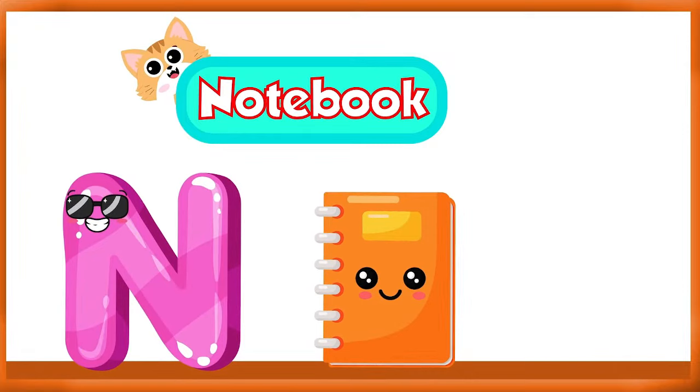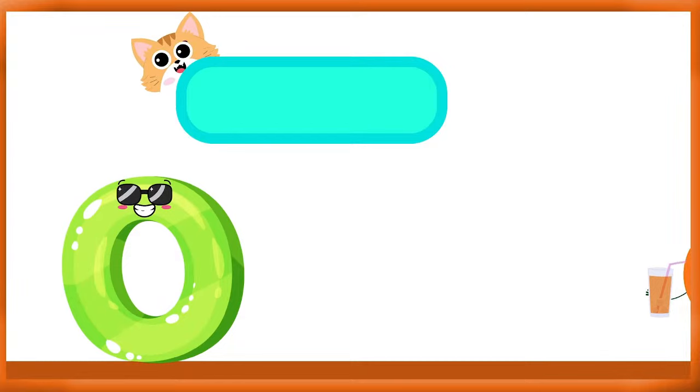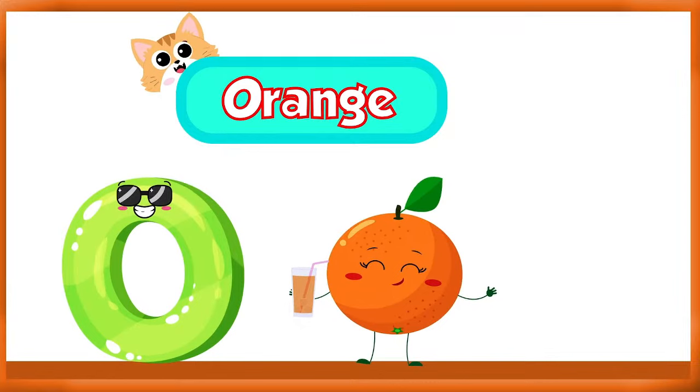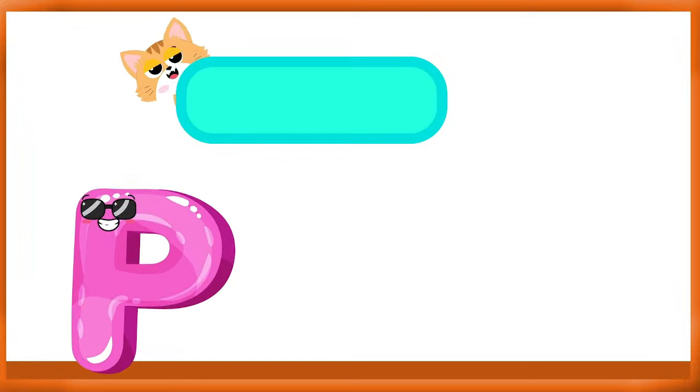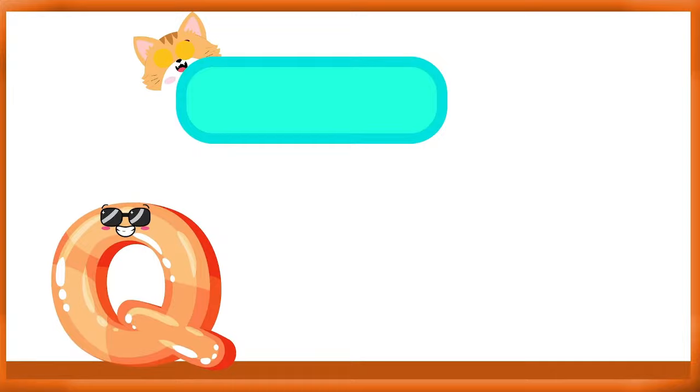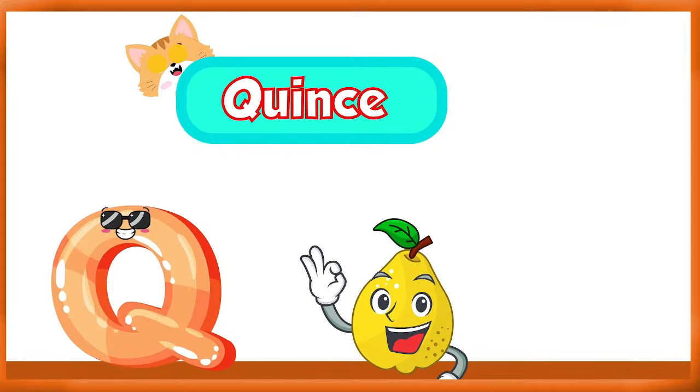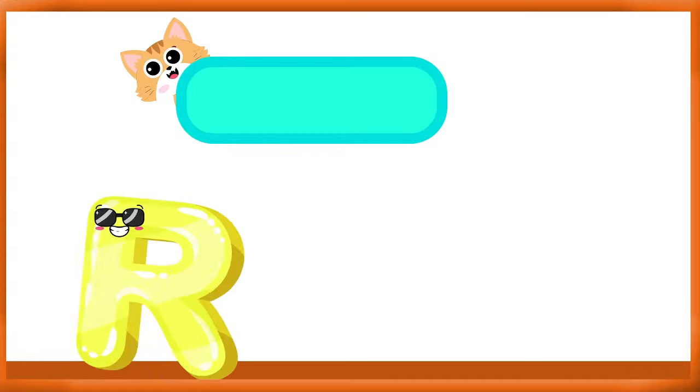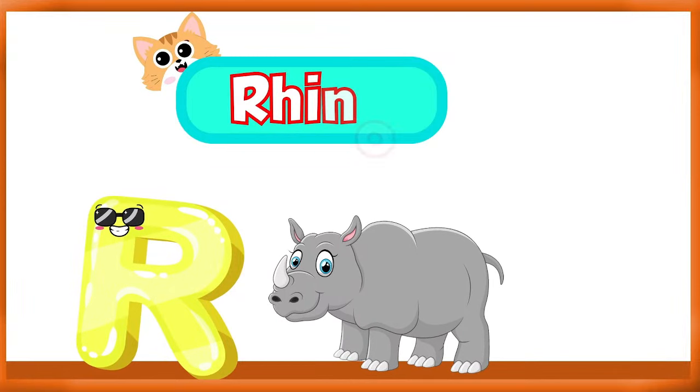Here comes the letter O, O, orange. Here comes the letter P, P, parrot. Here comes letter Q, Q, queens. Here comes letter R, R, rhino.